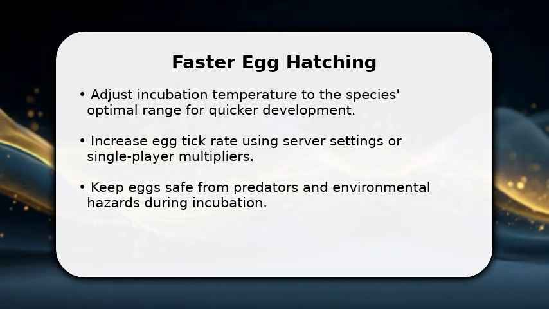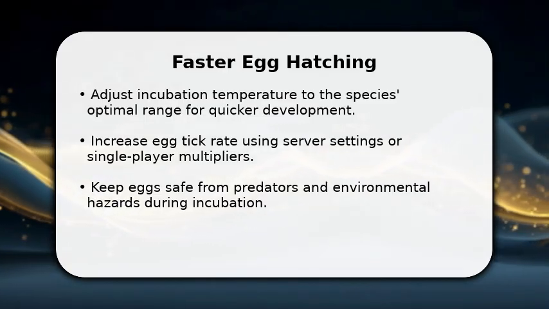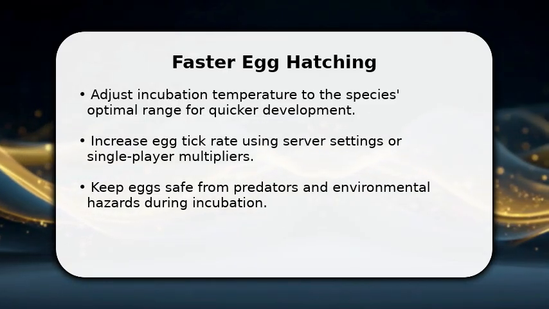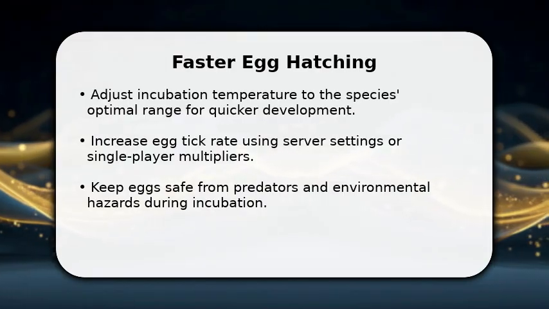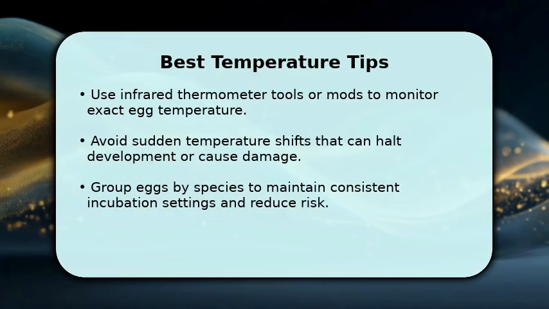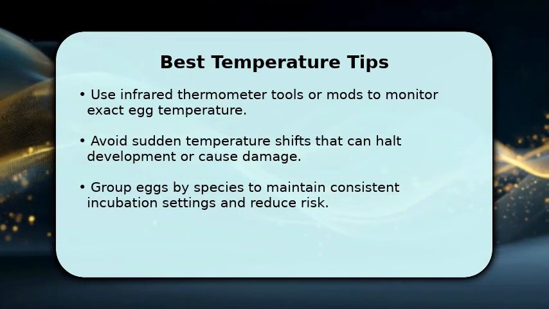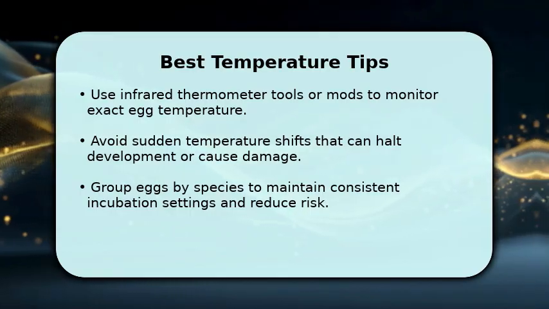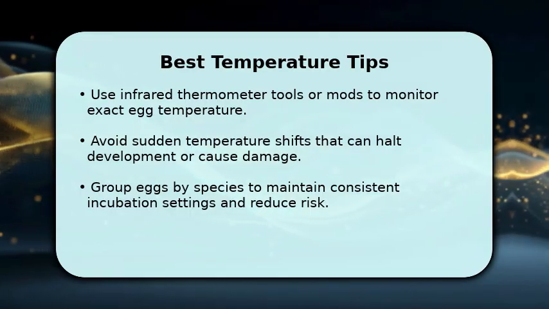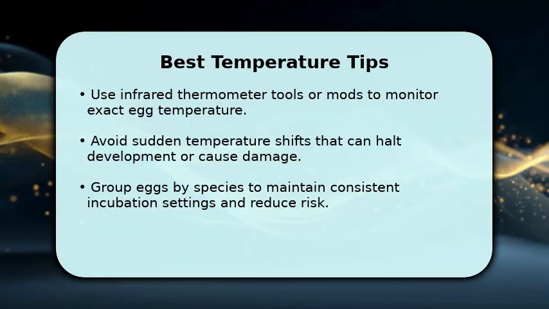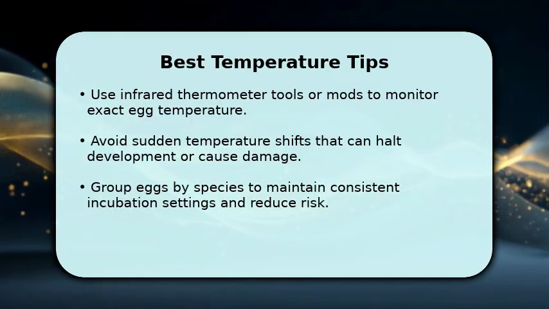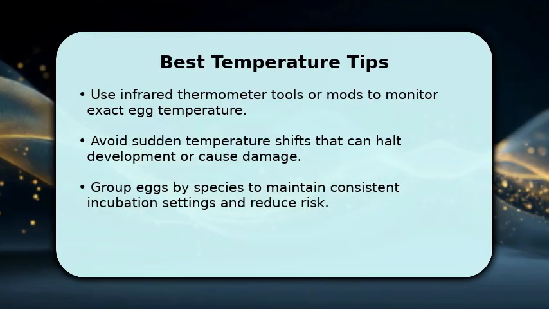Place eggs in a secure, enclosed space with stable temperature, humidity, and no predators to prevent setbacks and wasted resources. Maintain steady heat for consistent hatching results by checking temperatures often and avoiding abrupt changes. Use controlled heating sources like air conditioners, campfires, or electrical structures placed at safe distances to prevent overheating.